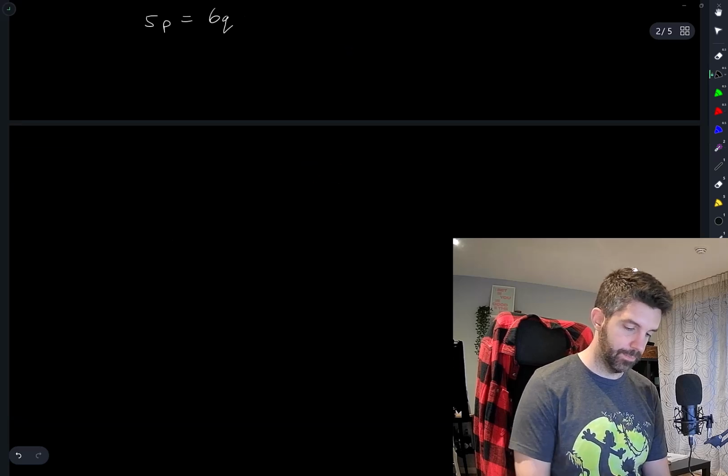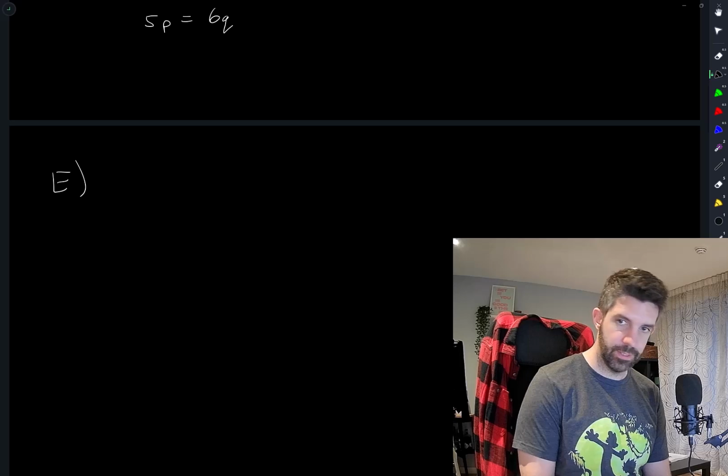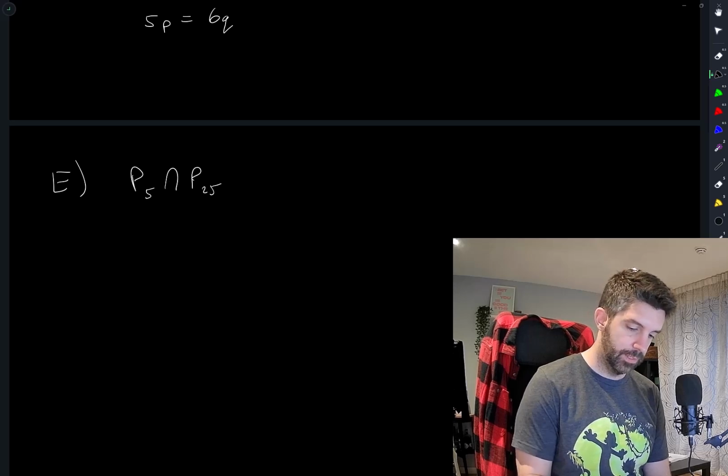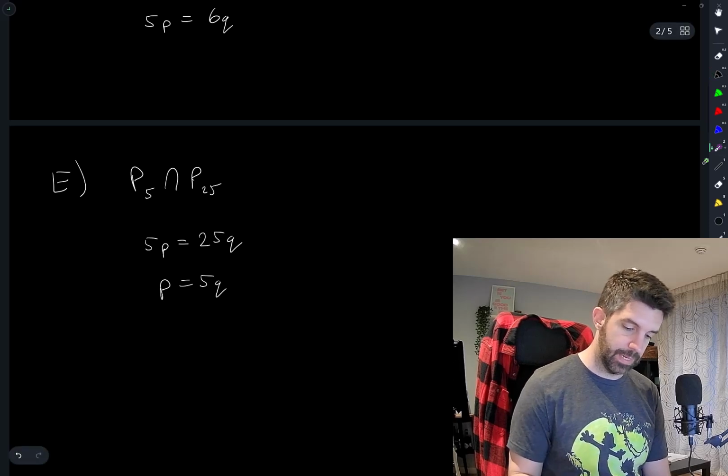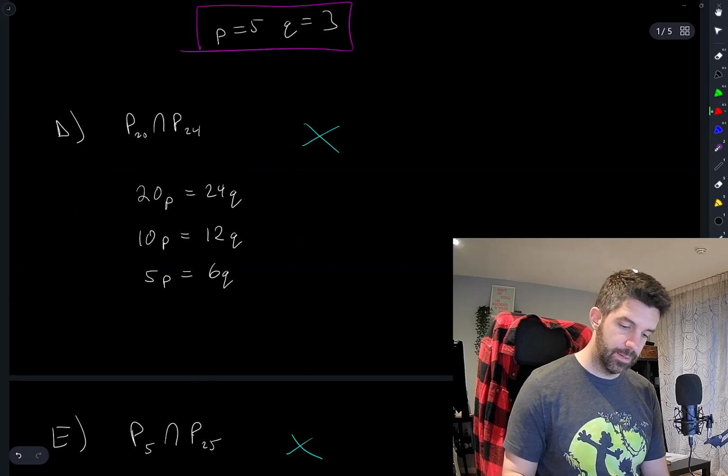And I'm sure we can just continue the same type of argument. P5 intersect P25. So we need 5p is equal to 25q. So p is equal to 5q. Again, a contradiction. P has to be prime, and that contradicts it. Yeah, so the answer is C.